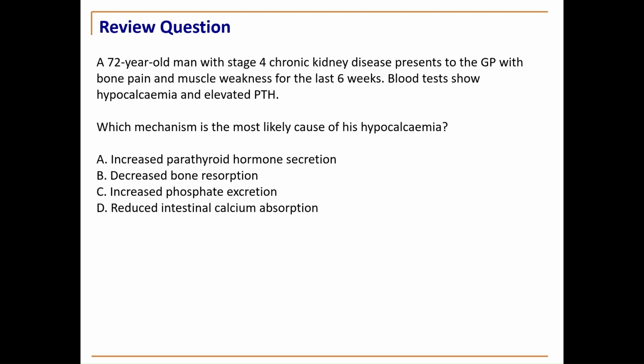A 72-year-old man with stage 4 chronic kidney disease goes to the GP with bone pain and muscle weakness for the last 6 weeks. Blood tests show hypocalcemia and elevated PTH. What's the mechanism of this hypocalcemia?